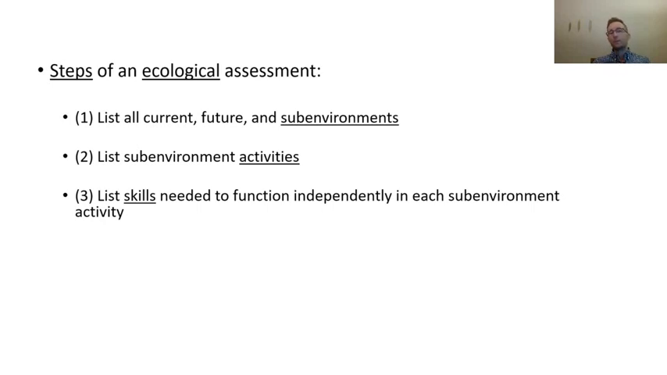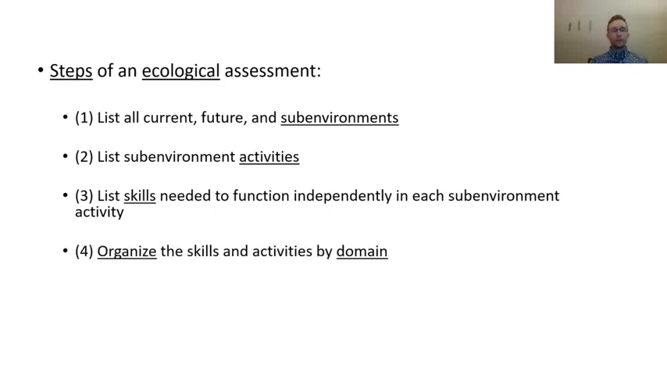Right? So you can imagine that this process involves a funneling down. You're starting with the environment, and then you go select a sub-environment, and you identify the activities within that sub-environment. Each of those activities would branch off into different skills required to participate in that activity independently and successfully. Step 4 is to organize the skills and activities by domain.